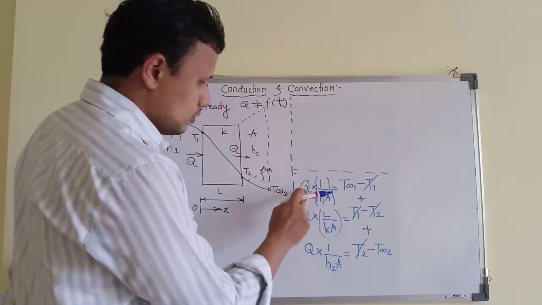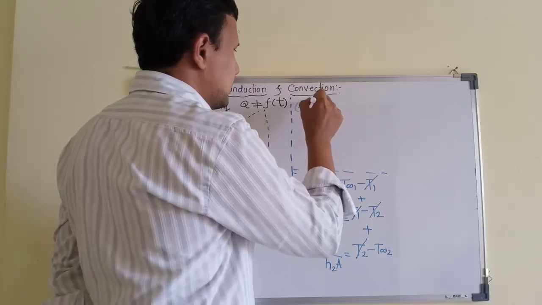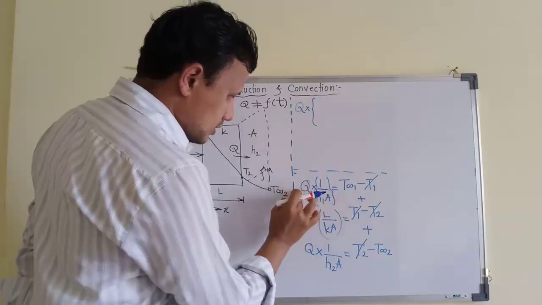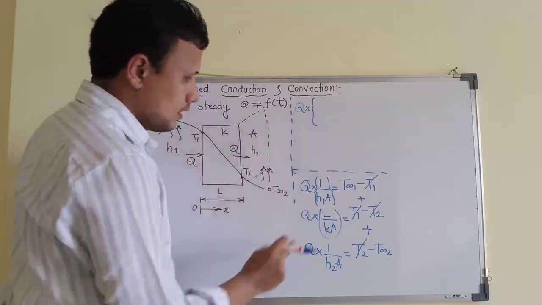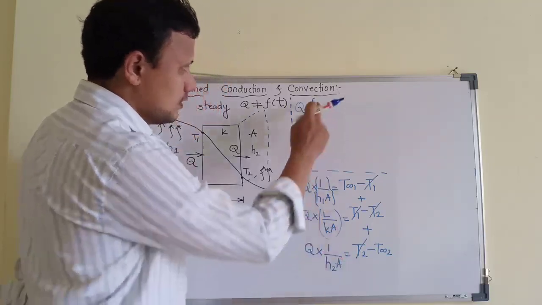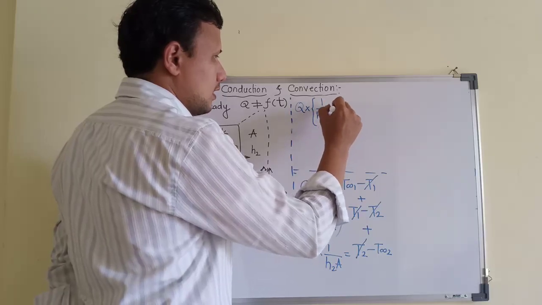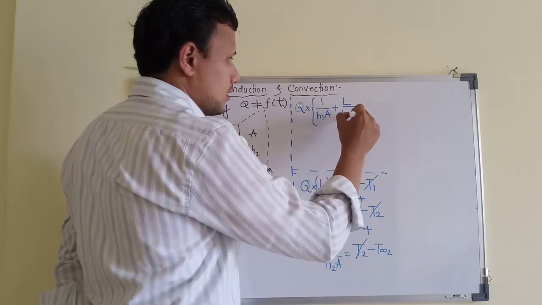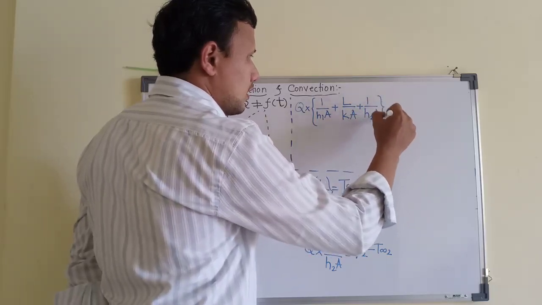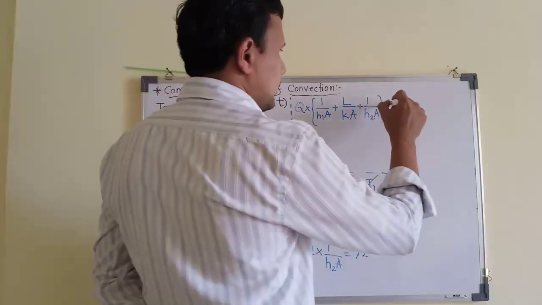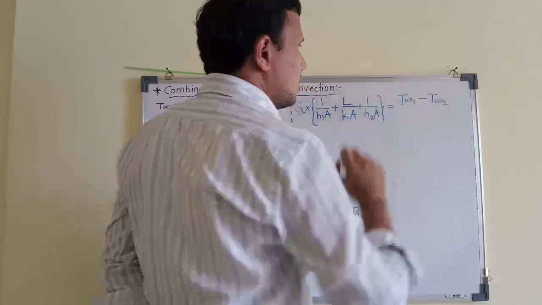And on the left hand side, you see the combination of these terms. So I will simply write it like this. Q multiplied by, in the bracket, because the Q coefficient is same for all these three equations, I have taken it outside the bracket, and all the remaining coefficients will be taken inside the bracket. So this will be 1 upon H1A plus L by Ka plus 1 upon H2A. On the right hand side, we have T infinity 1 minus T infinity 2.